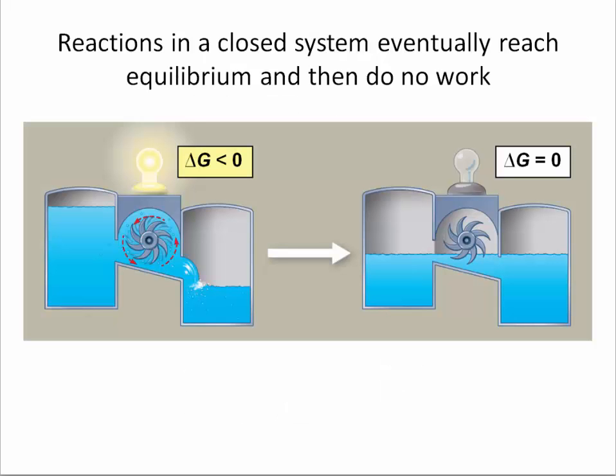So here is another illustration. On the left-hand side, you see a closed system, and you see two cylinders. One is full of water, the other one is not, and in between there is a third cylinder with a turbine or some sort of device that is moving.